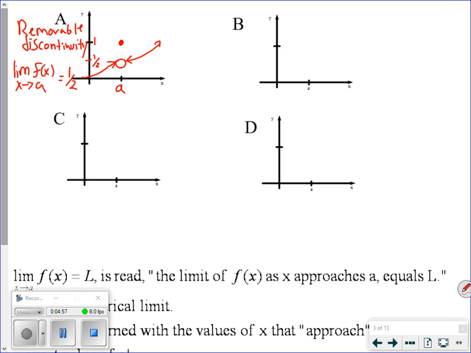Which is different than me asking, what is just plain old f of a? F of a is defined at the point 1, right? You can see the closed circle, that's the value that's actually defined, which is not necessarily equal to the limit. So that's an interesting thing about limits: the value it's getting really close to doesn't have to be equal to the function value. So that's removable discontinuity. Another one is point discontinuity.